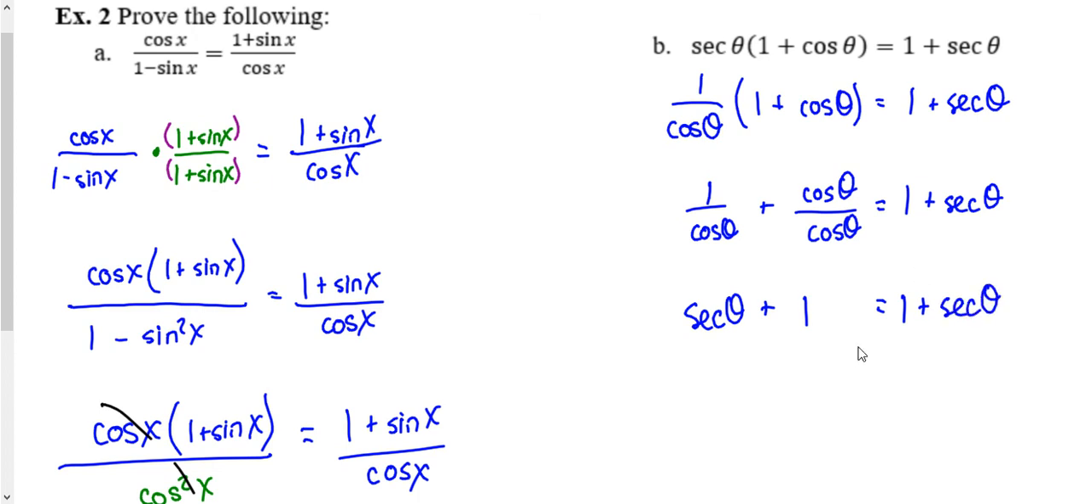And so there you have it. This is basically the same equation. I'm just going to quickly do a rewrite so that we do match up. I switch positions on the left here. That's equal to 1 plus secant theta. So therefore our left side does equal our right side. And there we go. That's example 2.